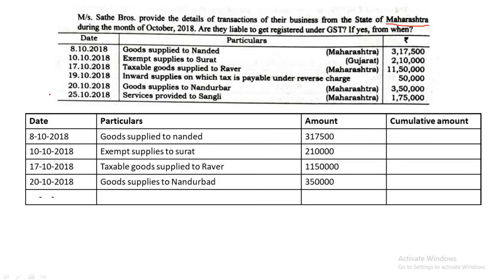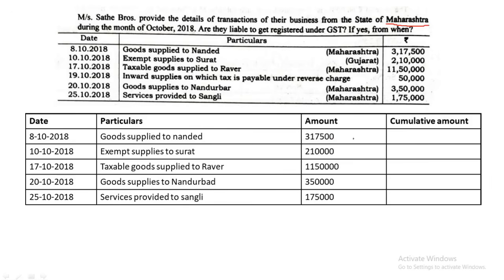On 20th October, goods supplied to Nandurbar. Amount is 350. And last, on 25th October, again services provided. Your providing a service will be considered. To Sangli, we note down the value as 1,75,000. Very simple. Whatever you are supplying, we just add up and take into consideration. Now we need to find the cumulative.